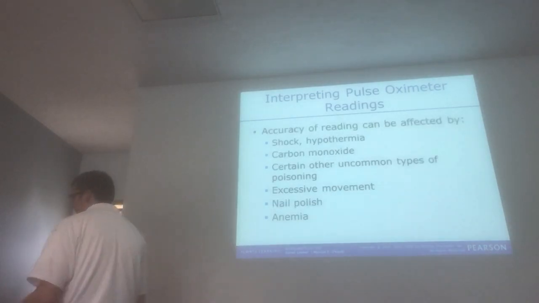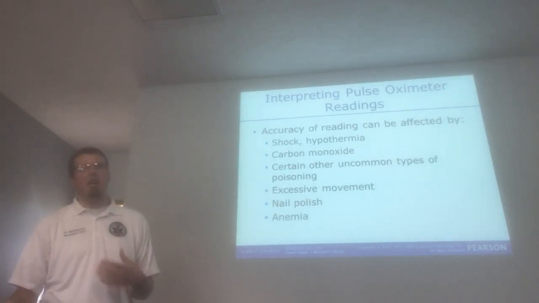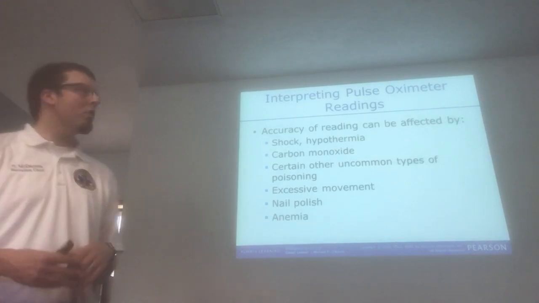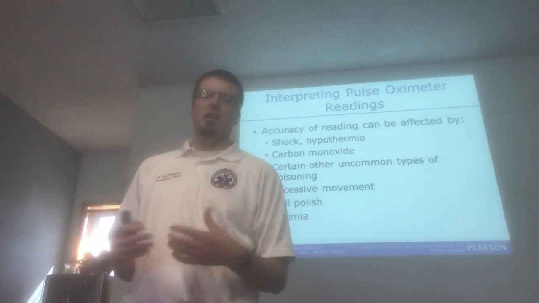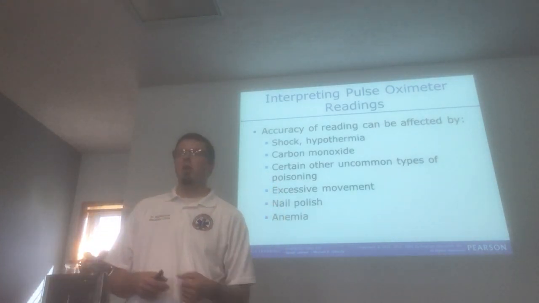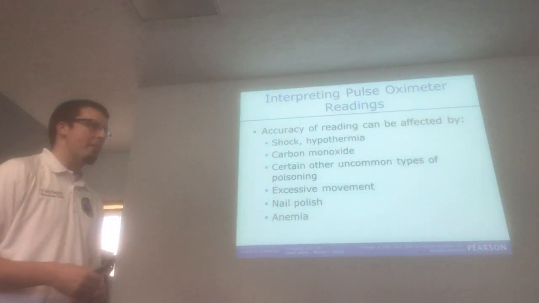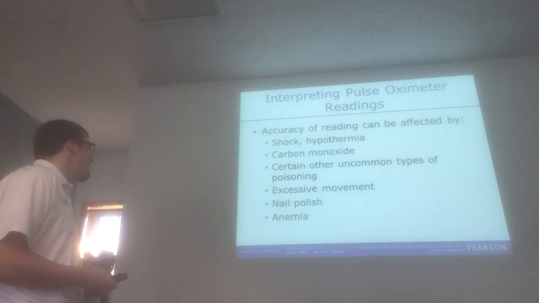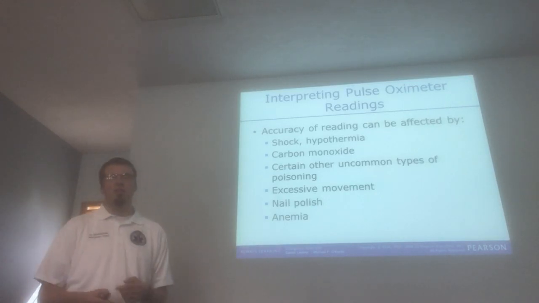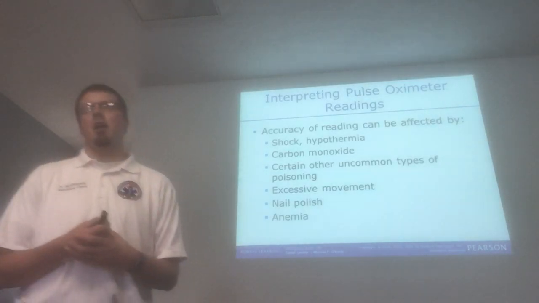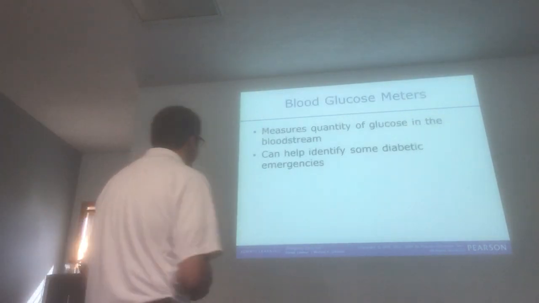So the accuracy: how accurate are our SpO2 monitors? They depend on several things. If the patient's shocky or hypothermic, if they're very cold, we're not going to get a good reading. Carbon monoxide binds just like oxygen does, so when we're doing our SpO2, we can't actually see that. It's going to show up as perfectly good, even though that may all be bound CO. Some types of poisoning, excessive movement, nail polish, and anemia can also affect it. So these aren't the most detailed or accurate readings, but they are beneficial.